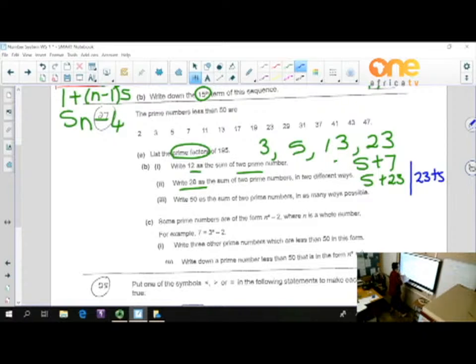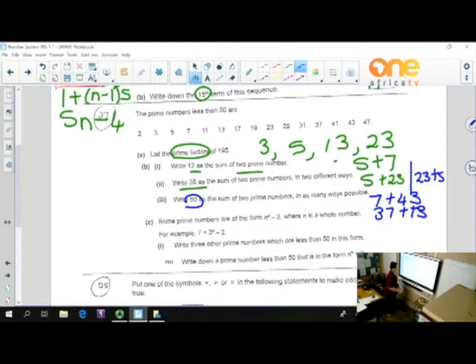13, 23. Okay, and then write 50 as the sum of two prime numbers. So it could be 7 plus 43, 37 plus 13. And there might be more. You can try them there.